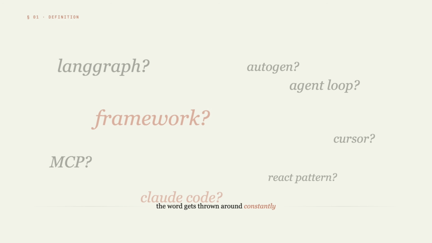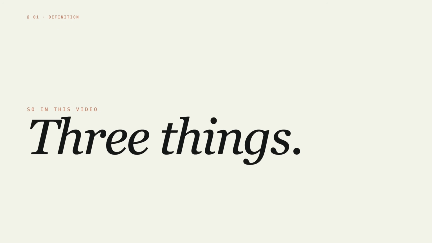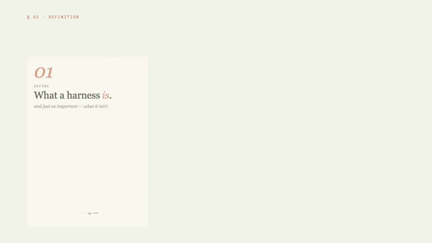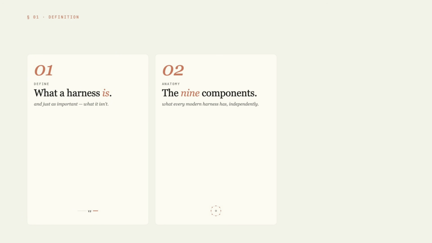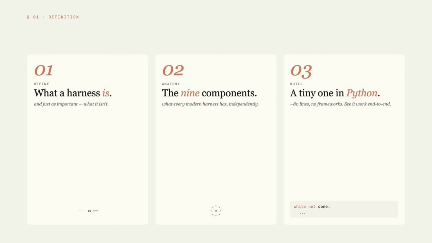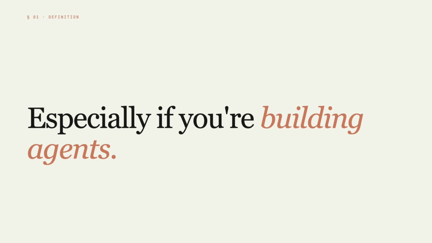So, in this video, I want to do three things. First, define what a harness actually is, and just as importantly, what it's not. Then we will walk through 9 components that I think make a modern harness, and finally we'll build a tiny one in Python so you can see exactly what is going on inside. This is going to be especially important for people who are thinking about building agents and harnesses.